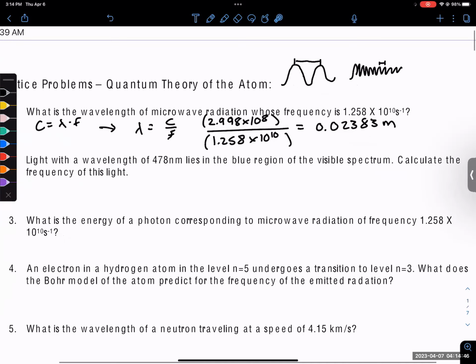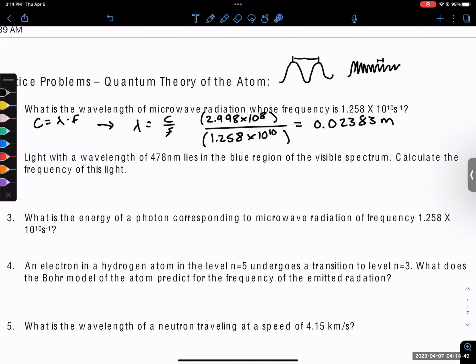Next question: the light with a wavelength of 478 nanometers is in the blue region of the visible spectrum. Calculate the frequency of the light. So basically, the only important information is this. All the rest is just there to confuse you. It's asking what is the frequency of the light when given the wavelength, and we should just use this equation: c equals lambda times frequency. If we're looking for frequency, it's going to be frequency equals c, speed of light, divided by lambda.